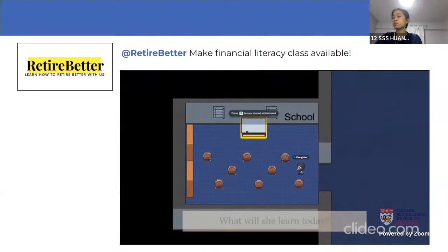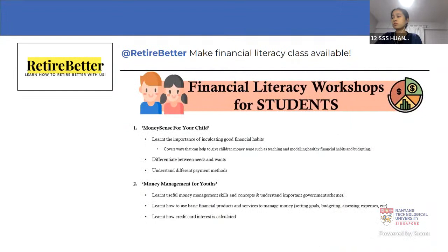For students, sub-programs or workshops that fall under the Family and Youth Program are more suitable and applicable. Workshops like Money Sense for Your Child and Money Management for Youth will enable them to gain some financial literacy knowledge, such as the importance of inculcating good financial habits, useful money management skills and concepts, and how to use basic financial products and services to manage their money in terms of goal setting and budgeting.